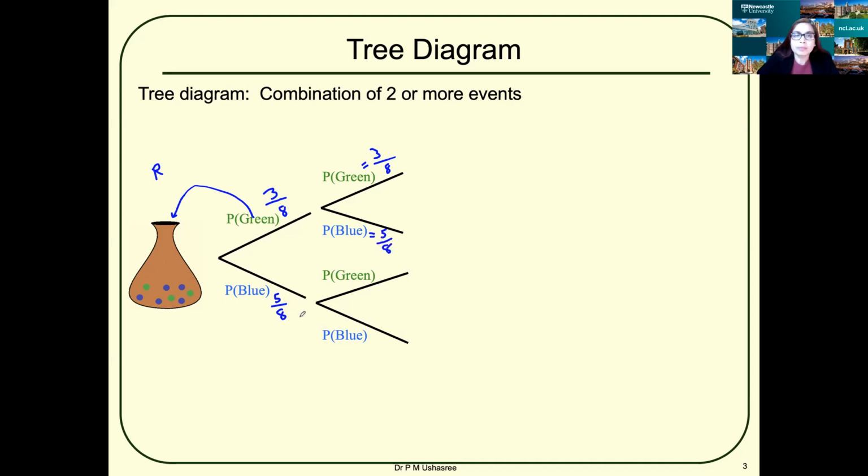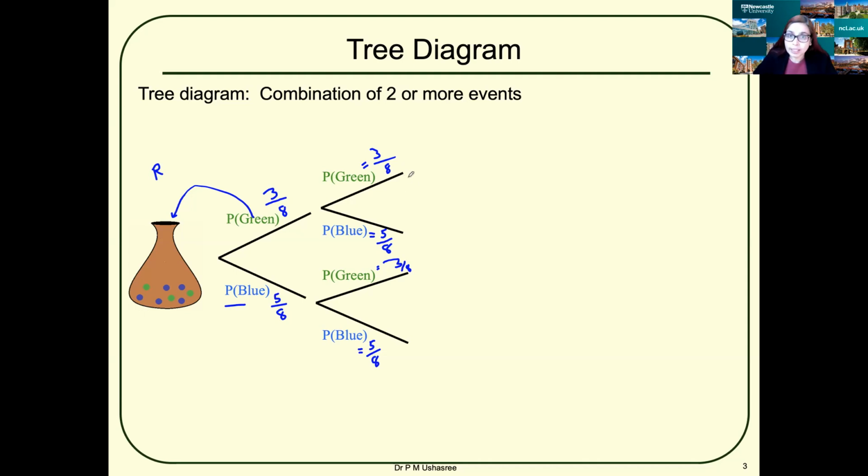What is the probability I pick a green ball after a blue ball? It's going to be 3/8. What is the probability that I'm going to pick a blue ball after I pick a blue ball? It's going to be 5/8. It's because I have replaced the first ball. Okay, so this is how you write the probability along the straight line.